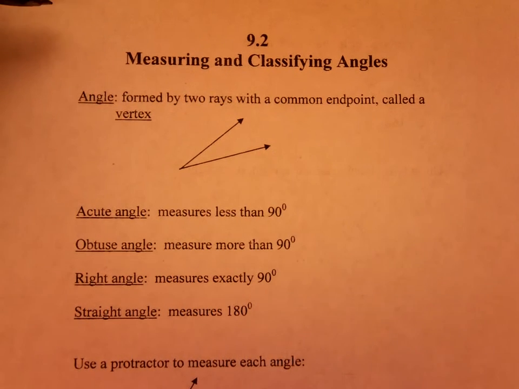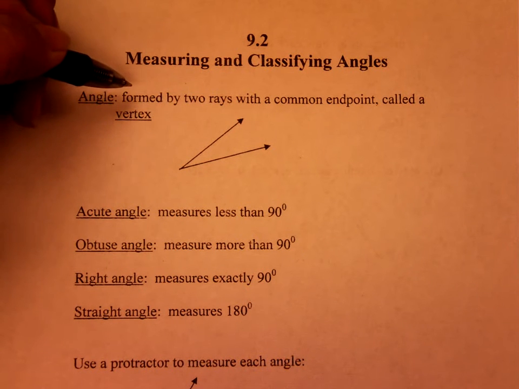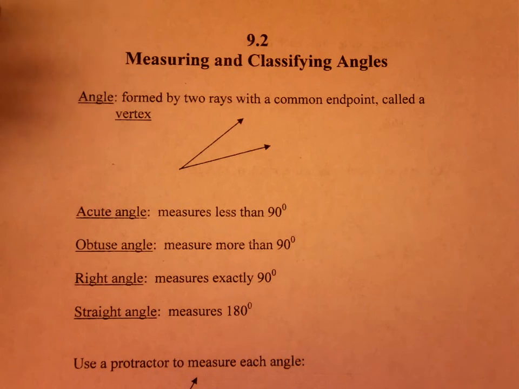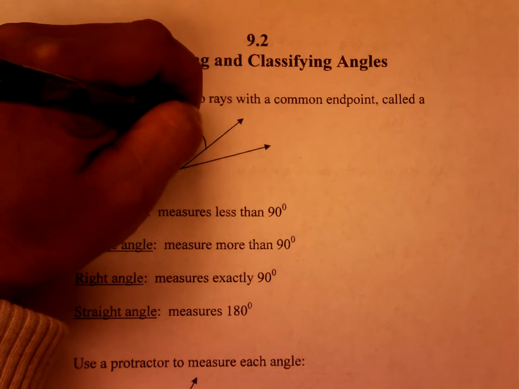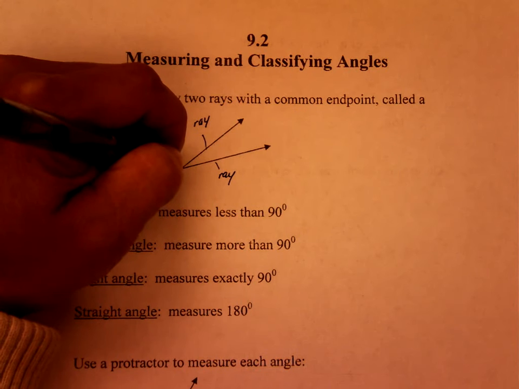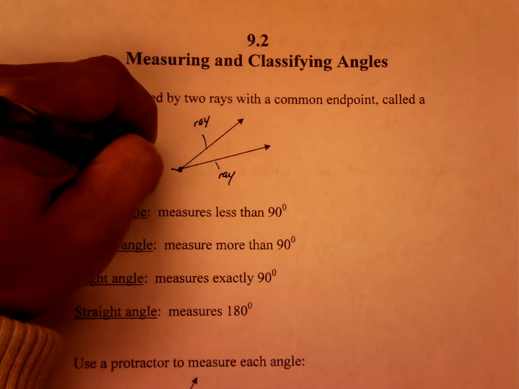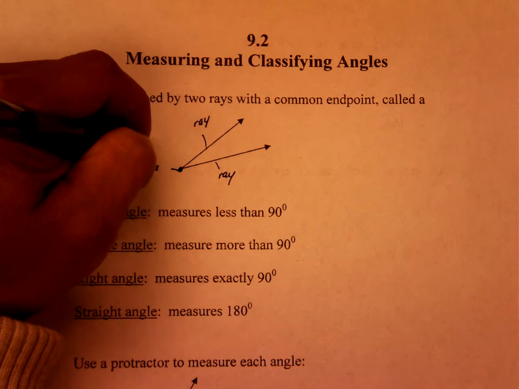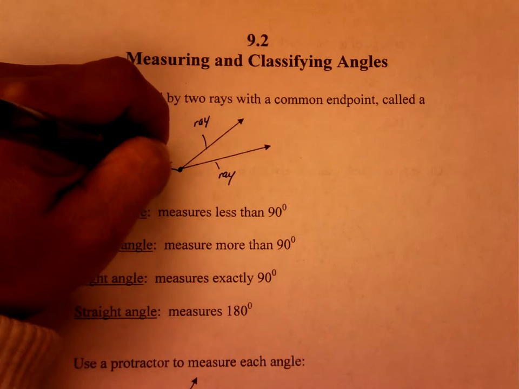All right, so today's lesson is 9.2, measuring and classifying angles. So, definition: an angle is formed by two rays with a common endpoint called a vertex. So here, this would be a ray, and this is a ray. And where they meet is your vertex.